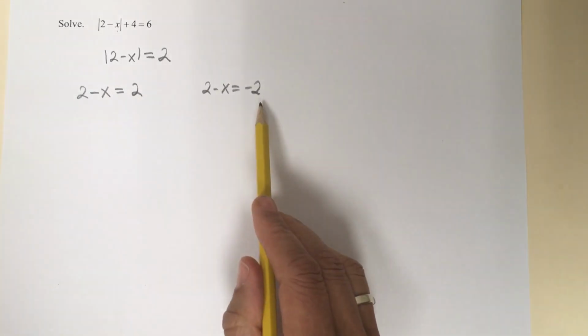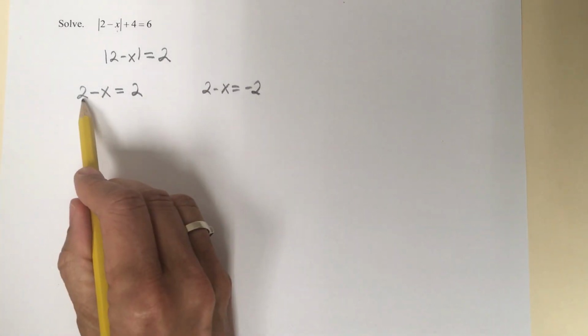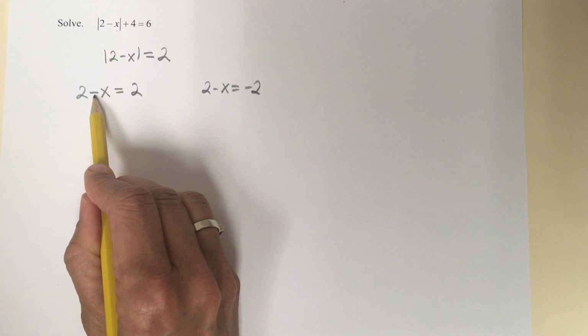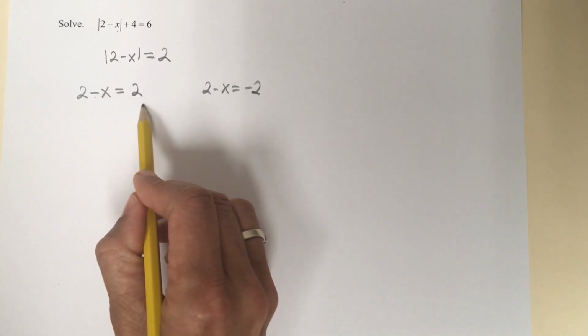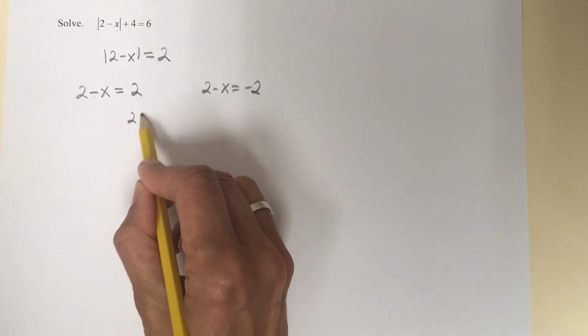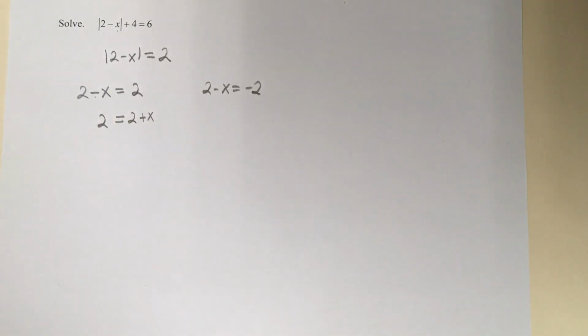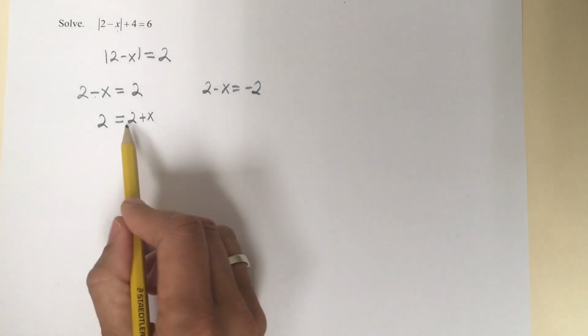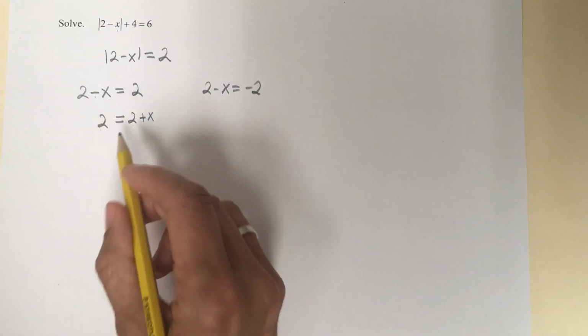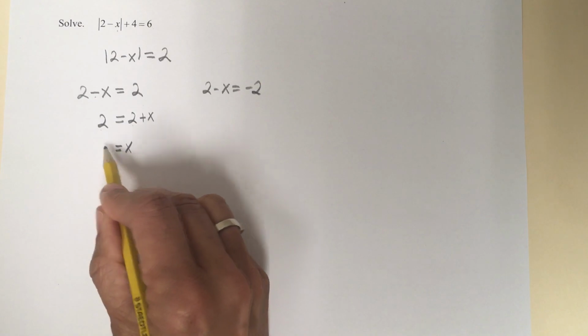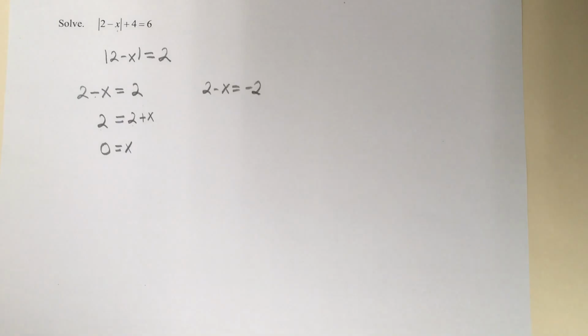Got two different equations to solve. With this one, because it's a negative x, I'm going to add my x to the other side of the equation. I like to have positive variables. You don't have to, but I prefer to have positive variables. And so I get down to 2 equals 2 plus x. And when I subtract the 2 from both sides, I end up with x equals 0. There's one of my solutions.